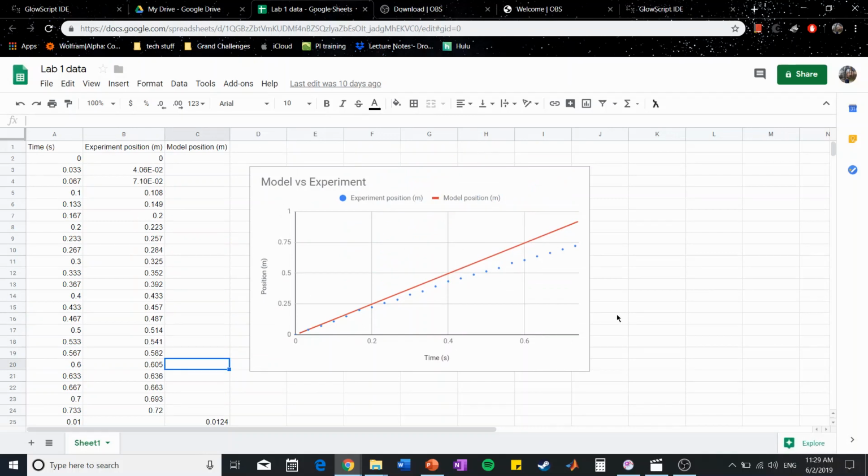Combining the two gives me this graph right here. And on this graph, we can see that the experiment position, the data points from Tracker, have a slightly lesser slope than the slope for the computational model. But they both have a positive slope and they both have a linear pattern, and they're relatively close to each other, which is ideally what we want.